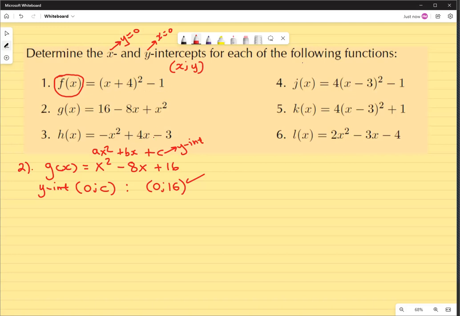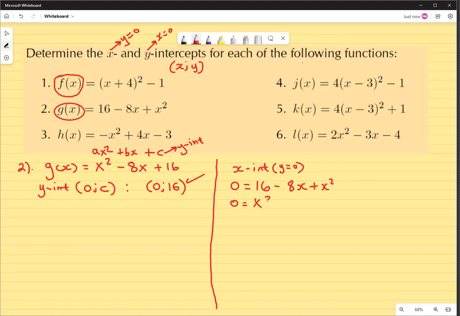Okay. Perfect. Now we're going to do the x-intercept. So let me do it here. X-intercept. Remember, you make y 0, right? So it means you're going to have 0 here because this is your y. So I put 0 there, and then I have 16 minus 8x plus x squared, which is 0 equals, I'm going to write it in the arranged form now, which is x squared minus 8x plus 16.